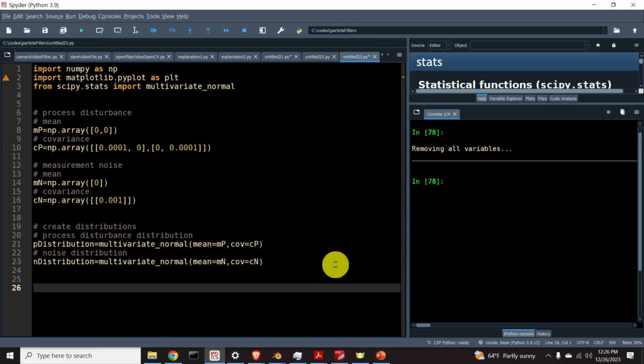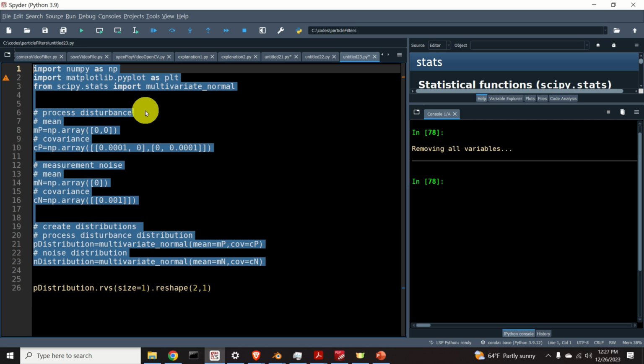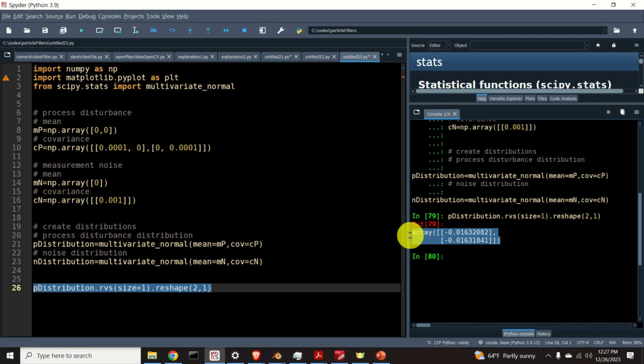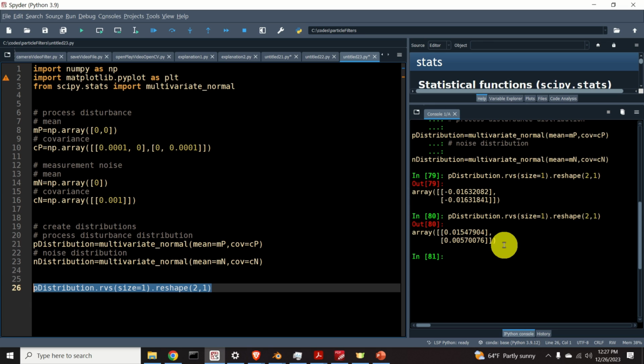Next, let's learn how to draw samples from these distributions. For example, over here, I will draw a sample from my process disturbance distribution. I specified the name of the object, P distribution, and then I called the function RVS, and I specified the size of the sample. After that, I'm simply reshaping the result such that it fits in the format that I need. Okay, so let's see what will happen over here. First, let's execute this part. Okay, great. So here's a sample of my process disturbance. It's a vector of 2 rows and a single column. Now, if I repeat this command, or better to say the call of this function, I will obtain another random vector. This is very important.